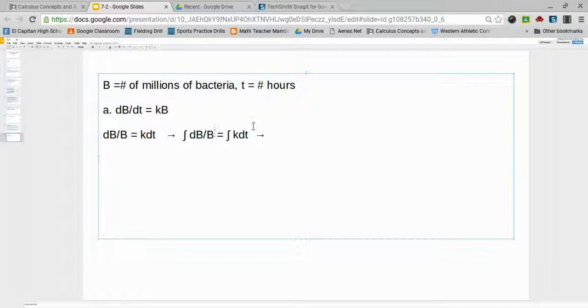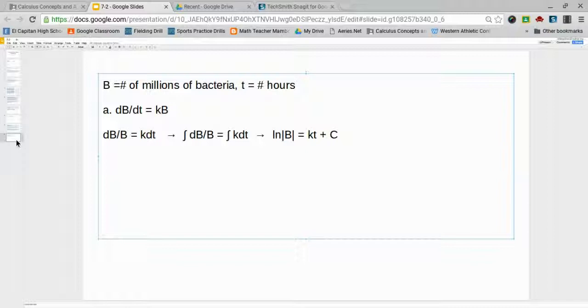So just like the first problem that we did, if you remember, we had dp over p when we integrated. It works the same way. So db over b is ln of, not p, of b equals, and the integral of k dt is kt plus c. All right, remember that k is just a constant.